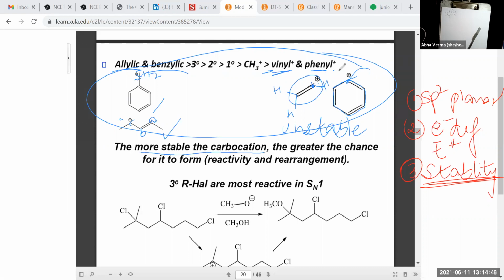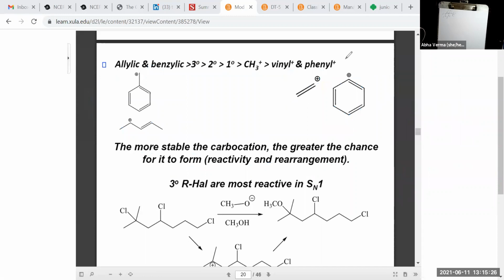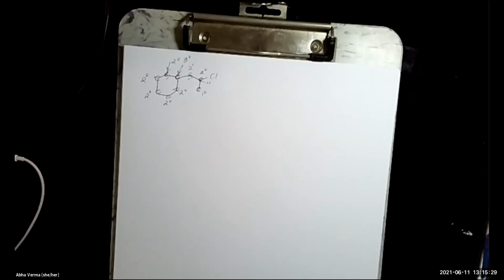The more stability for the carbocation, the greater the chance for it to form. And that is what leads us to remember that in any mechanism where a carbocation forms, you will see, if there is a possibility, the rearrangements. And knowing these rearrangements is very, very important. Okay. And why does the carbocation feel more stable and all those sort of things? We're going to quickly look at that part also.